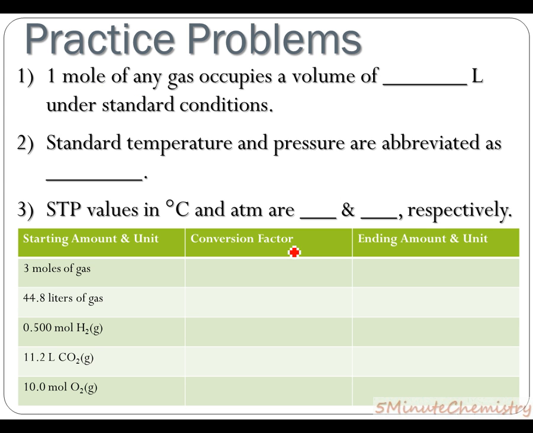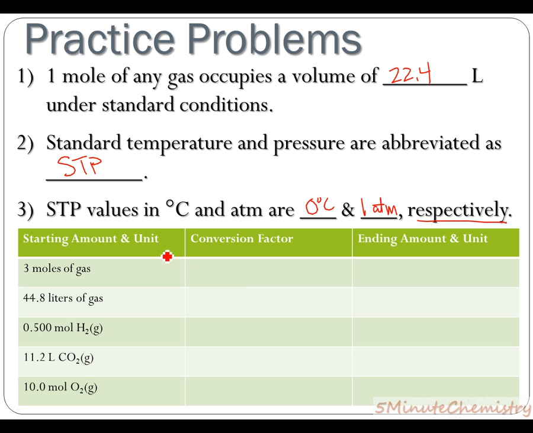Now, I'll give you a second to go ahead and work these out. I'll assume you've taken that time, and now we'll begin. 1 mole of any gas occupies a volume of 22.4 liters under standard conditions. Standard temperature and pressure are abbreviated as STP. STP values in degrees Celsius and atmospheres are 0 degrees C and 1 atm, respectively. Respectively means in order, so I would first give the temperature value and then the pressure value.